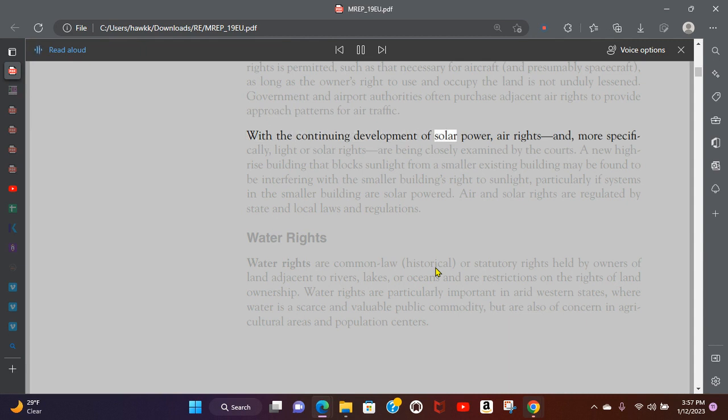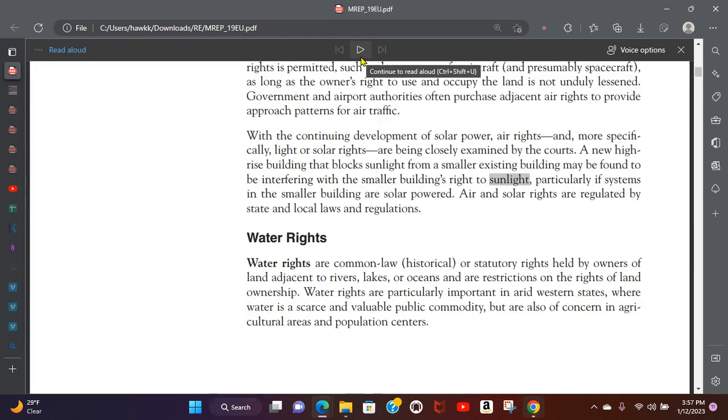With the continuing development of solar power, air rights, and, more specifically, light or solar rights, are being closely examined by the courts. A new high-rise building that blocks sunlight from a smaller existing building may be found to be interfering with the smaller building's right to sunlight.